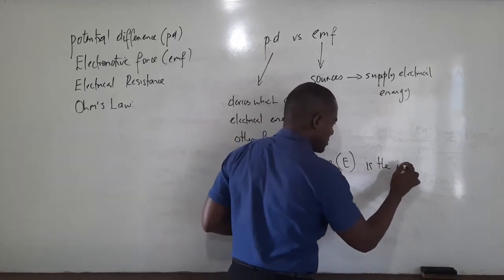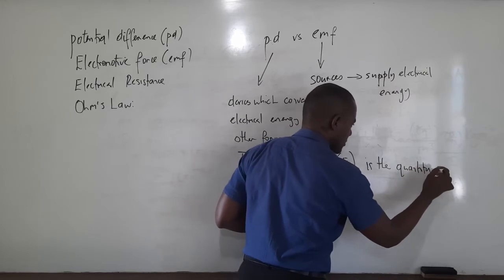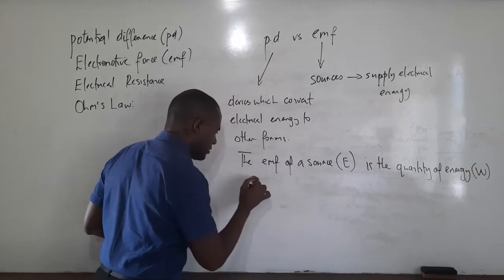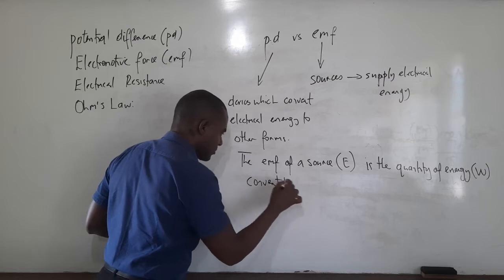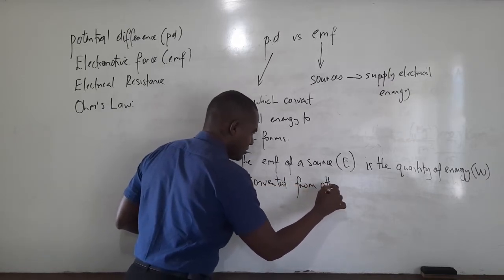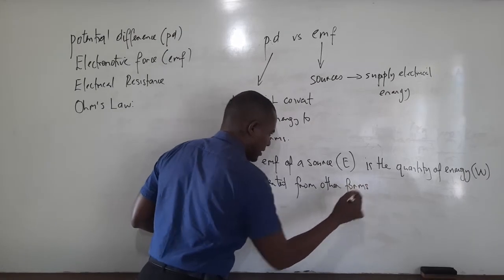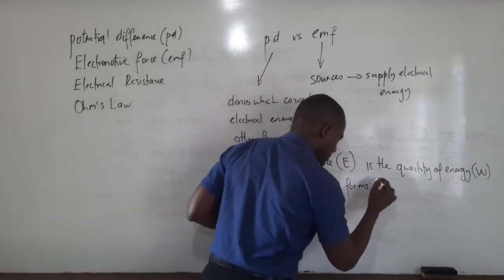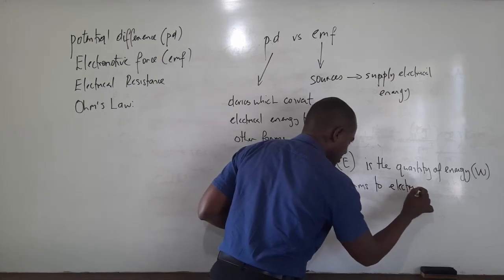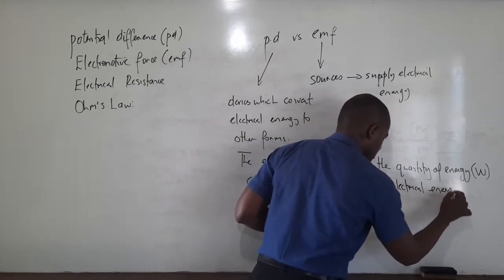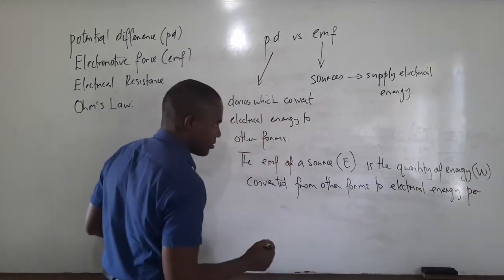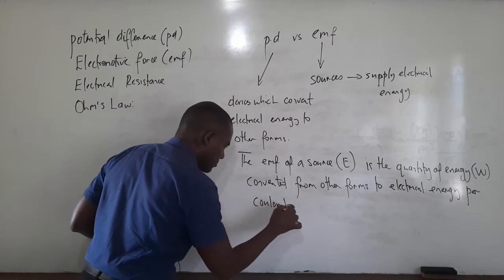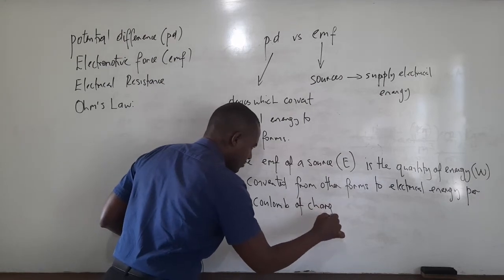is the quantity of energy W converted from other forms, and these other forms of course include mechanical energy and so on, from other forms to electrical energy per coulomb of charge flowing.